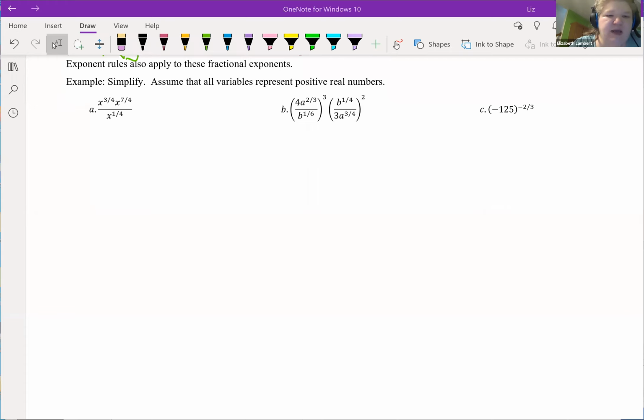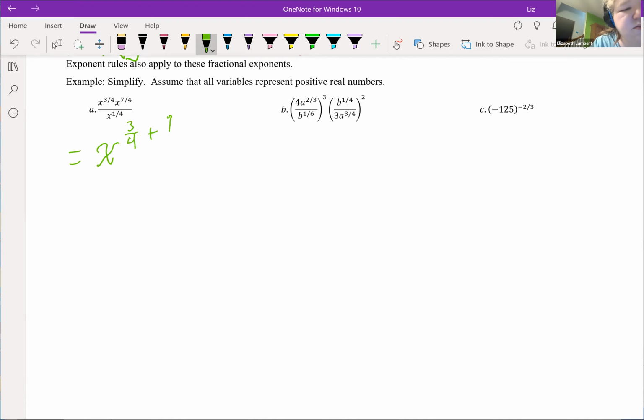So in A here, we have side by side x to the 3/4, x to the 7/4, and then all of that is over x to the 1/4. So the side by side next door neighbors, those are going to add. Upstairs, downstairs, those powers are going to subtract. So I'm going to do it one step at a time. So the top becomes x to the 3/4 plus 7/4. All of that is the power.